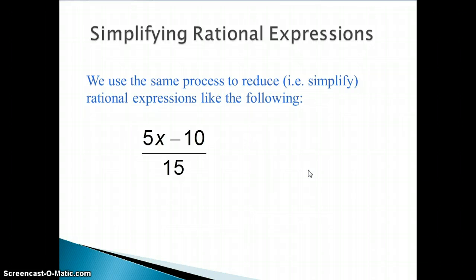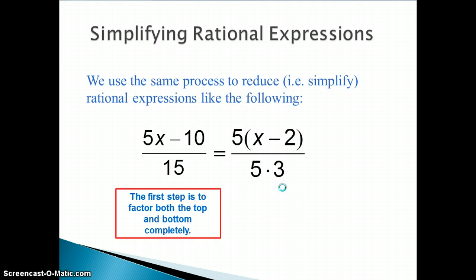We're going to use the same process to reduce some rational expressions. So like this one, for example, 5x minus 10 divided by 15, we're going to follow the same steps. So we're going to factor the top and bottom completely. So in the numerator, all we can do is factor out a common factor of 5. And if we factor 15 down into its prime factors, we get 5 times 3.